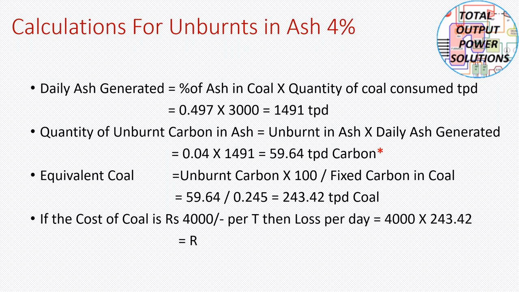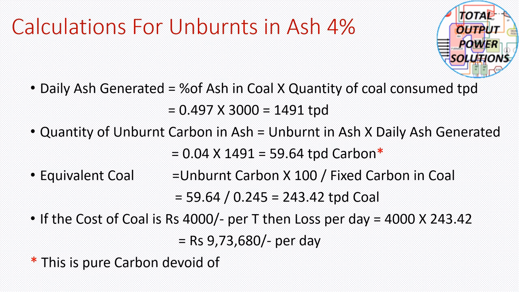The quantity of unburnt carbon in ash. Now the unburnt carbon was 4%. So the unburnt carbon in ash multiplied by the daily ash generated. So 0.04 into 1491, this is 59.64 tons per day. This much amount of unburnt carbon was there in the ash. Now this is purely carbon. It is devoid of the volatile matter, and it's only carbon having a very high calorific value.